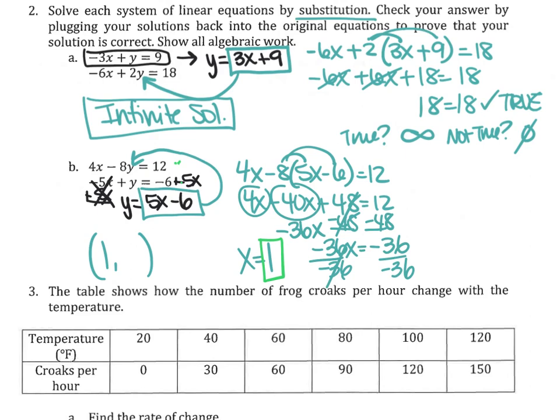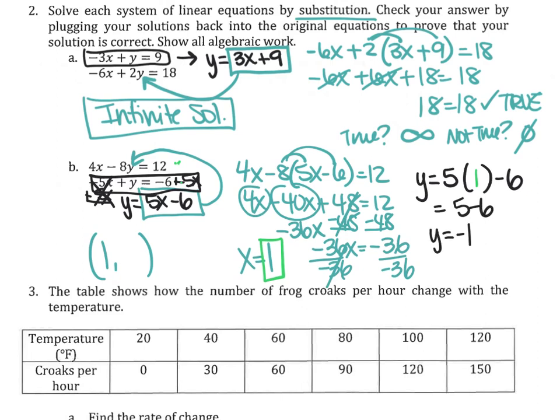Doesn't matter which one. This bottom one is probably the easiest, and it doesn't matter if we plug into the one we rewrote or the original. I'm going to plug into the one that we wrote just because that looks simpler. So that would say y equals 5 parentheses, our x goes here, and then minus 6. All right, well that's just 5 minus 6, which gives us y equals negative 1.